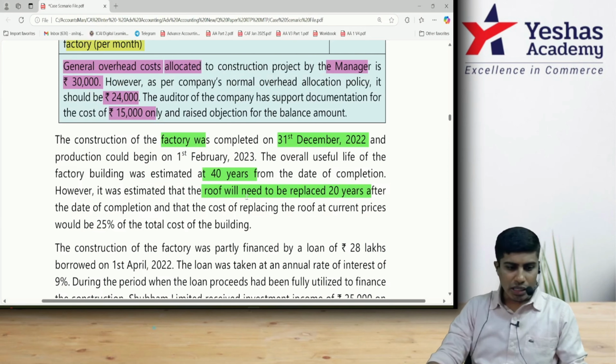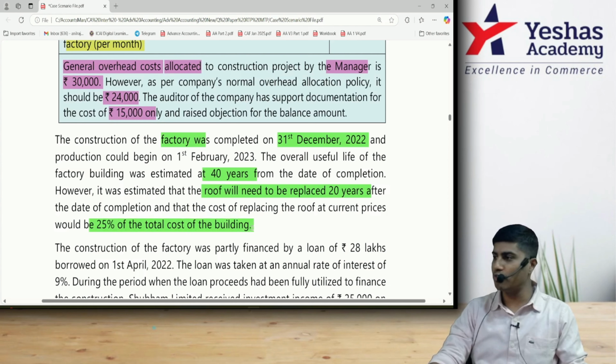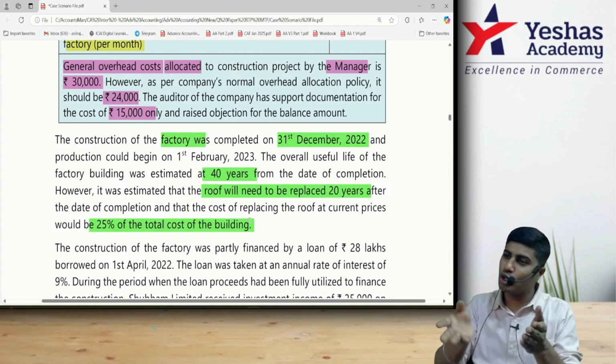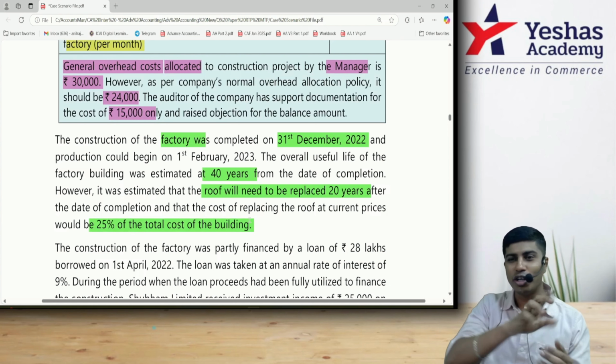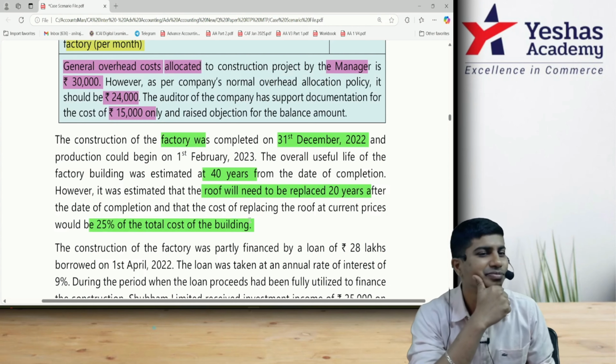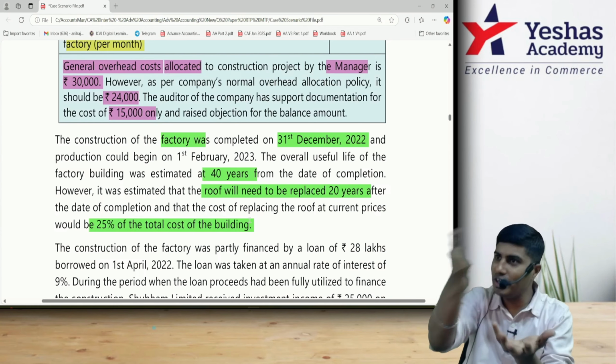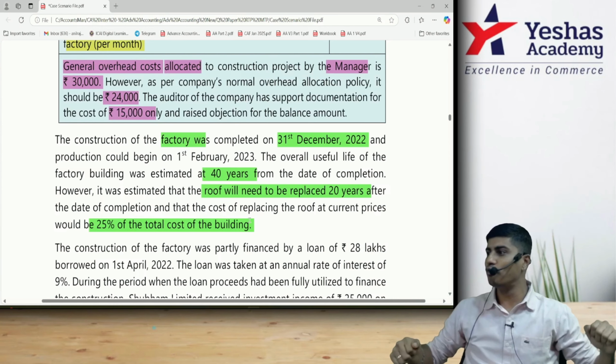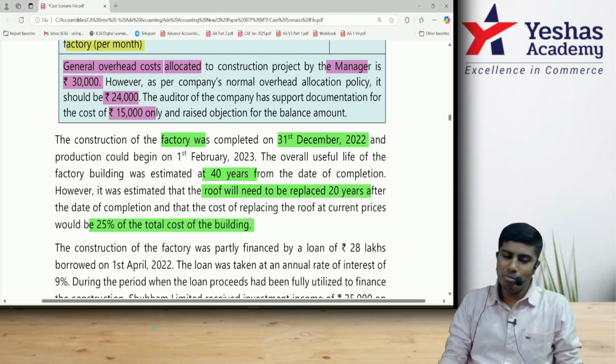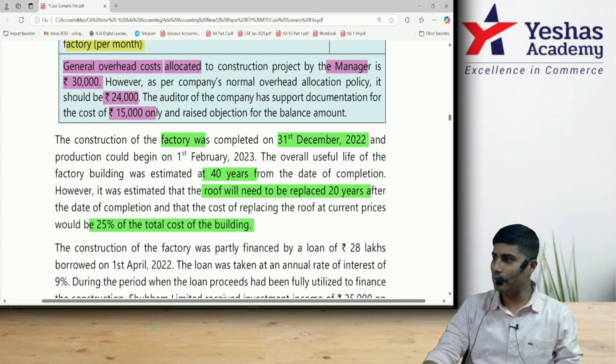Then they've told after the date of completion, the cost of replacing the roof at current prices would be 25% of the cost of the building. Now, why did they tell this? They're telling 25% of the total cost is roof. So the rest of the factory will be 75%. Right now, whatever the cost that you incurred for the building, 25% of the cost is roof. So 75% will be building. Easy piece of information. Am I right?